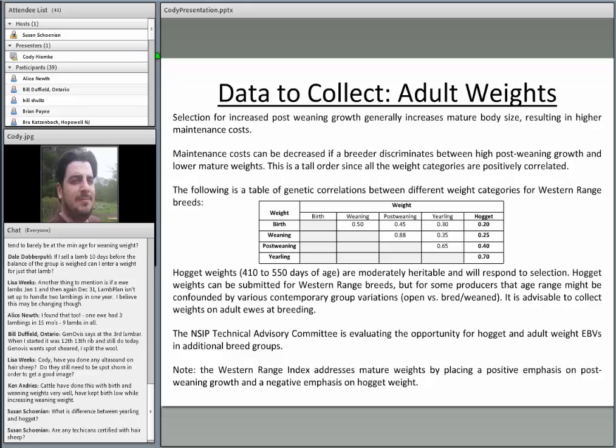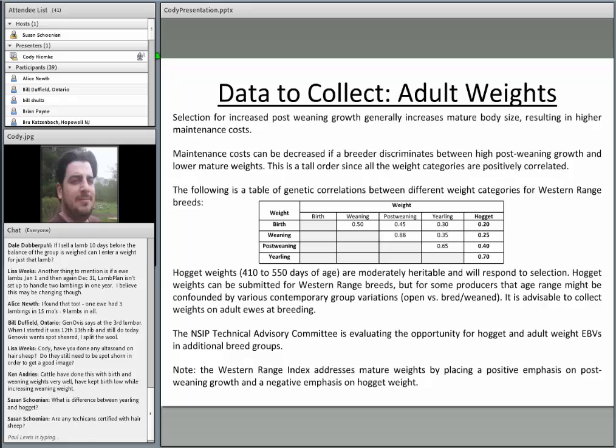I'd appreciate if you could share that on the ultrasound side of things. I do see the question from Susan about the difference between a yearling and a hogget. They're very similar in age, but slightly different. Basically, the yearling is going to be about 10 to 14 months, and the hogget 14 to 19.